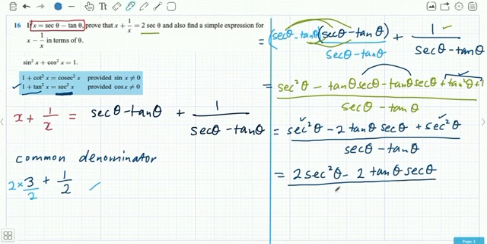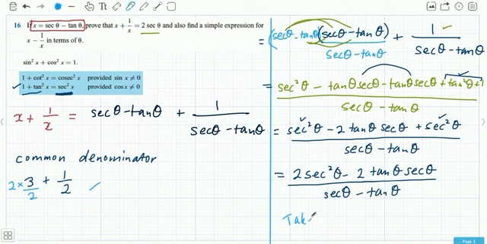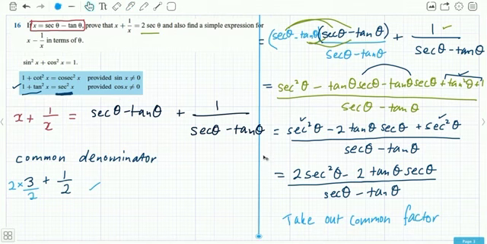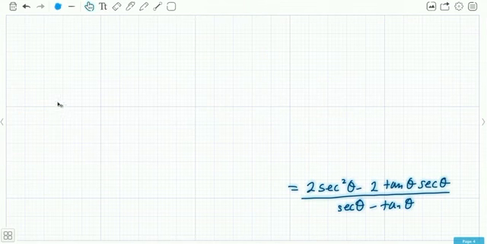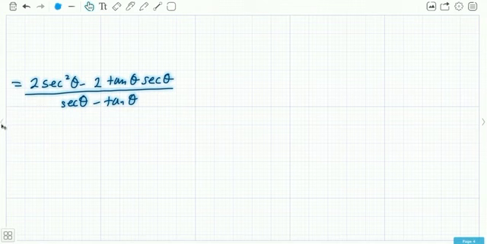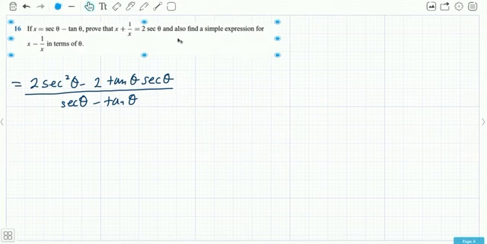Now, at this point, there should be something jumping out at you to do. And that's to take out the common factor. So let's grab this and put this on the next page. We're nearly done. I'll actually just bring the question along as well, so we can see where we're trying to get to.